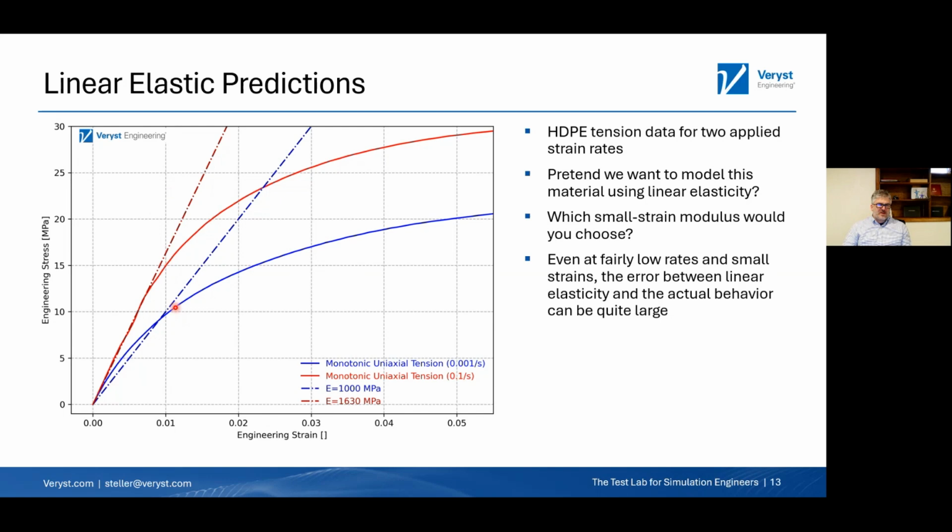Maybe the majority of your application is below 1%, but you've got a moderate part of your part that's maybe at 2% strain. We're going to predict a much higher stress than you would here. You should be at 14 MPa, but you're predicting 20 MPa, right? So you can have a lot of error even at low rates and low strains for some of these polymers. So it's something that we really want to keep in mind.